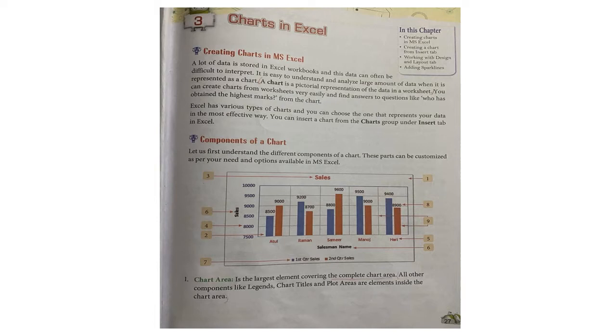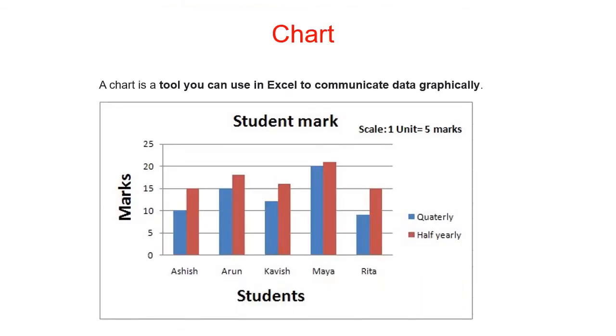Components of a chart. Let us discuss the different components of a chart. First is chart area. It is the largest area that is covering the complete chart. This is the complete chart area. All the other components like legend, chart title and plot area are elements inside the chart area. This is chart title, this is legend. All the other elements are included within chart area. Now what is a chart? I have told you earlier, a chart is a pictorial representation of data.